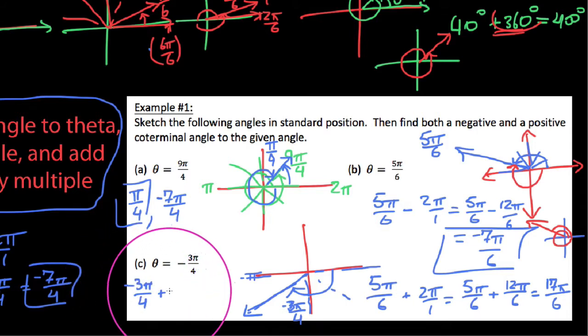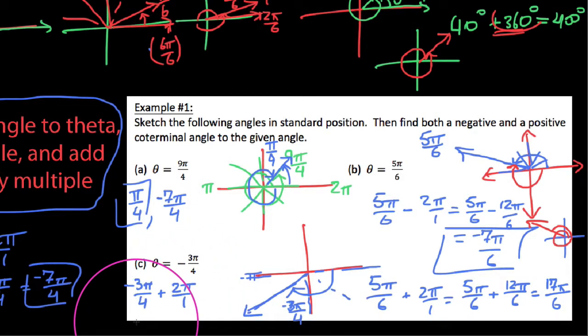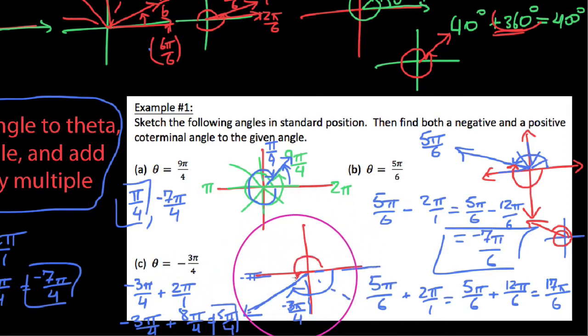Okay, so if I want coterminal angles to this, again, we'll take negative 3 pi fourths. To find a positive coterminal angle, maybe we add on 2 pi to this. We say 2 pi over 1. That's negative 3 pi fourths plus 8 pi fourths, and that's going to give us 5 pi fourths. And if you were to graph this, you could see that yes, 5 pi fourths would land right there.